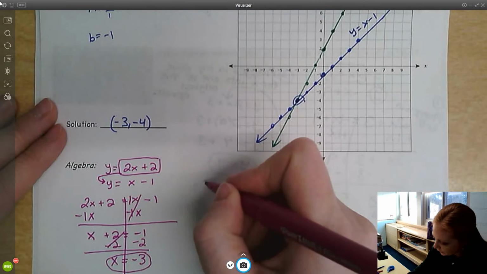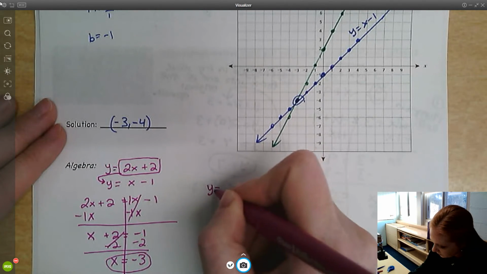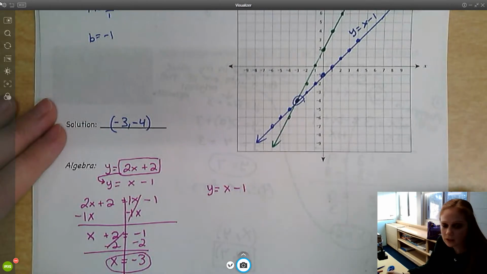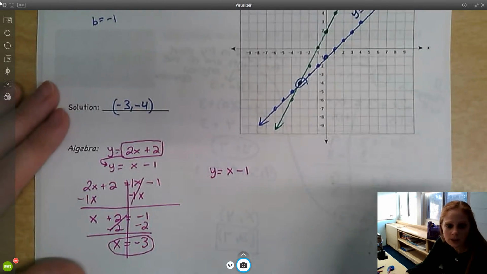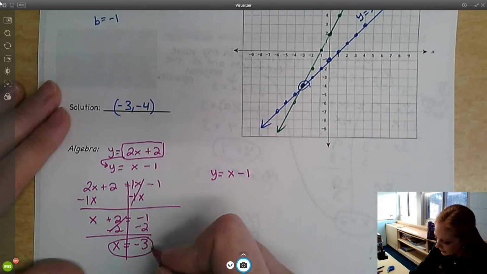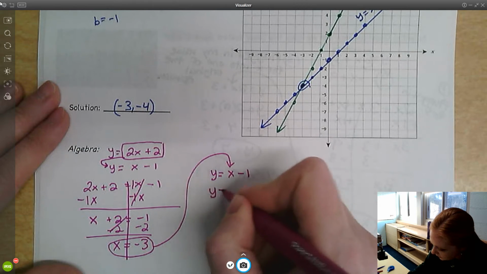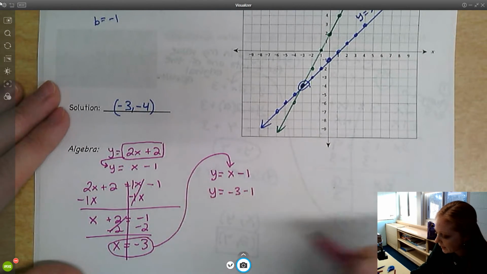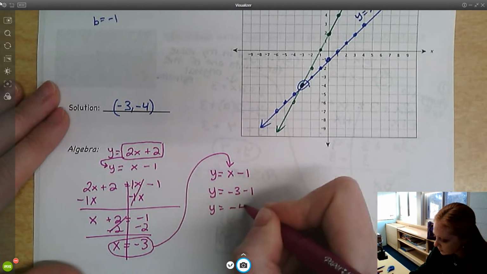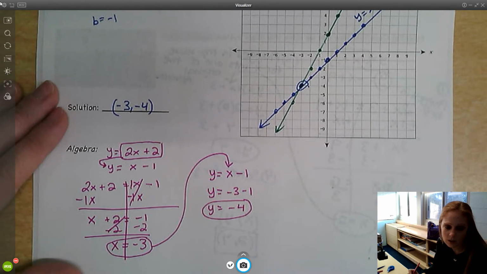Now that I have x is negative 3, I can go back to my originals. I'm going to pick y equals x minus 1 for this one because I think it's going to be one less step because there's nothing to multiply by. And I'm going to take this x equals negative 3 and plug that in for x. So if x is negative 3, let's put that in, and now we can figure out what y is. y is going to end up being negative 4 because negative 3 minus 1 is negative 4.